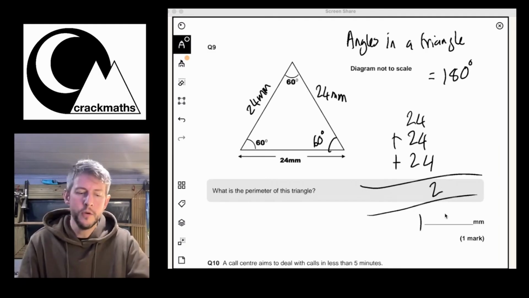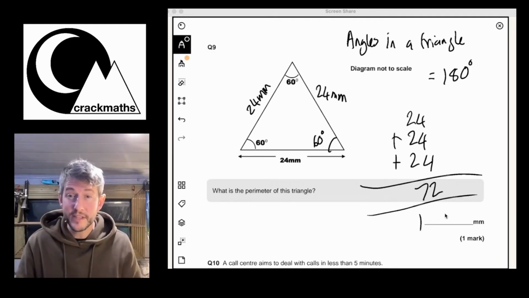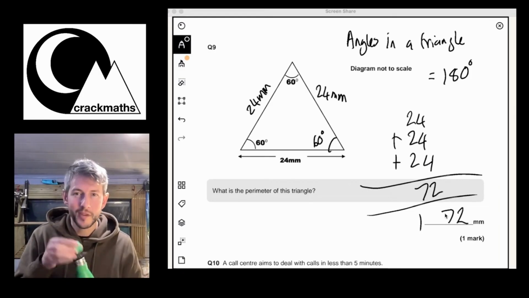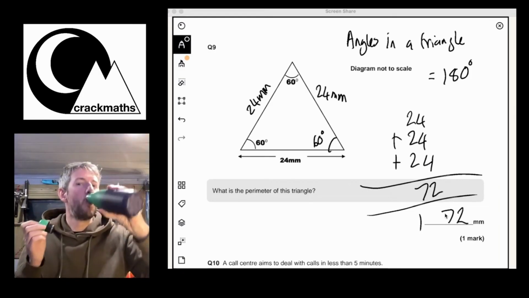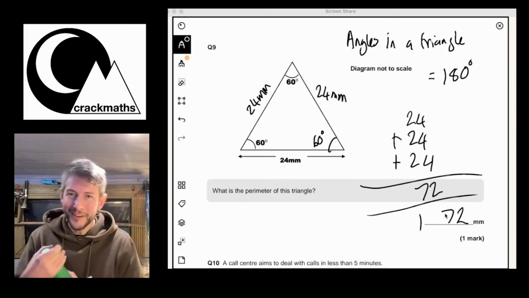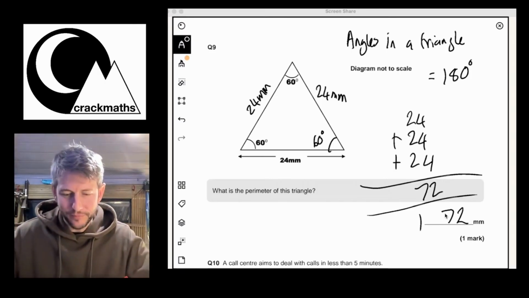Okay, it's 2, 4, 6, 7. So the perimeter of this triangle will be 72 millimeters. Okay. Let's continue. Right.